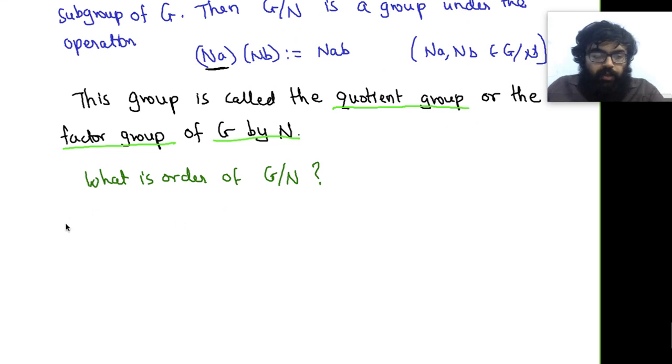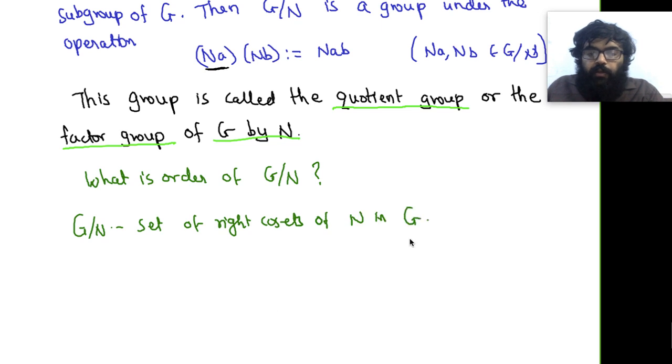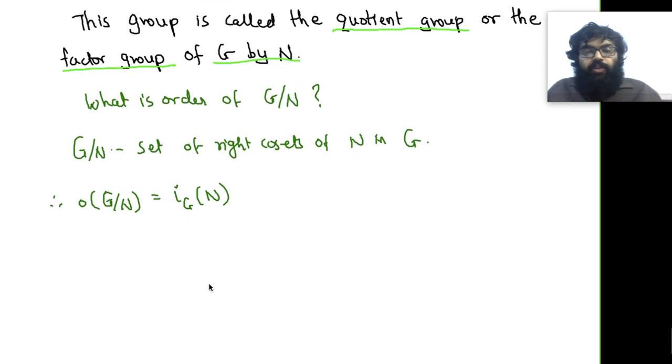So the order of G quotient N is nothing but the index of N in G. What is the index? It is the number of right cosets of N in G. So the number of elements in the set of right cosets is the same as the number of right cosets of N in G, which is the index of N in G.